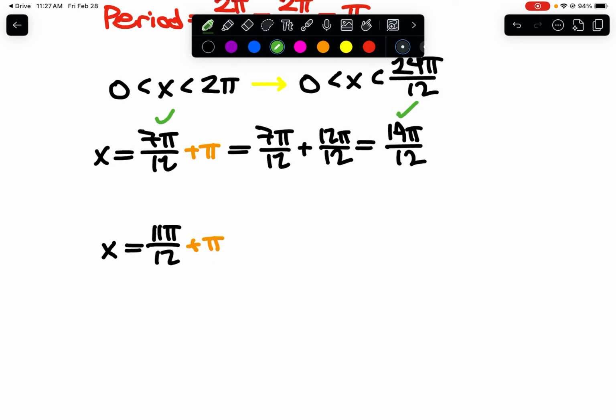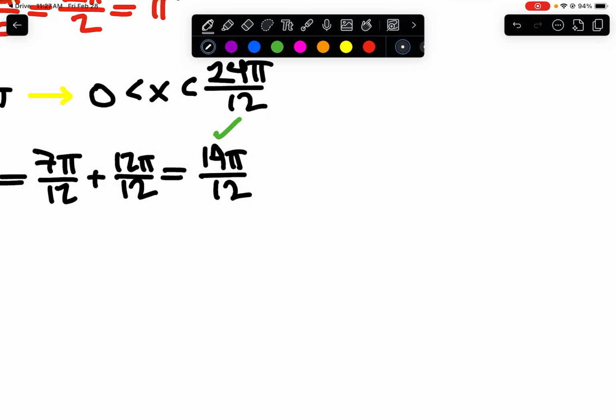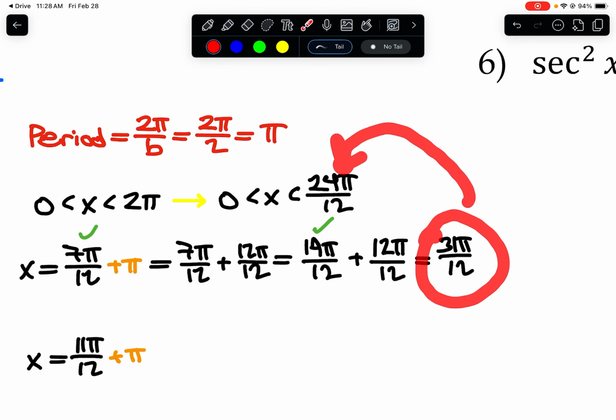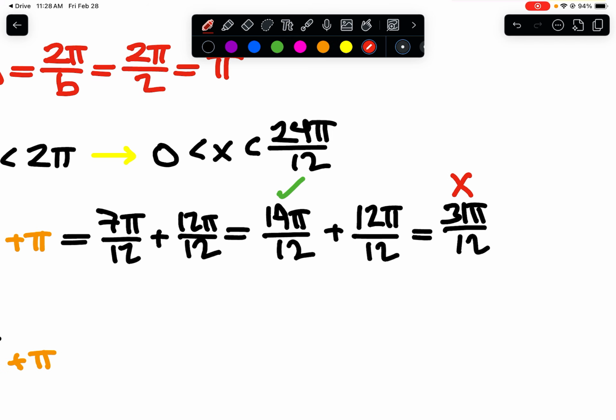So now the next part is going to be down below. Or actually, let's go back up here. Let's say I decide to keep going. Let's say I try to add another pi. If I do that, that's going to give me 31 pi over 12. Well, 31 pi over 12 is not going to be in the interval, so I would not include it. So this is how you know when you're going to stop.